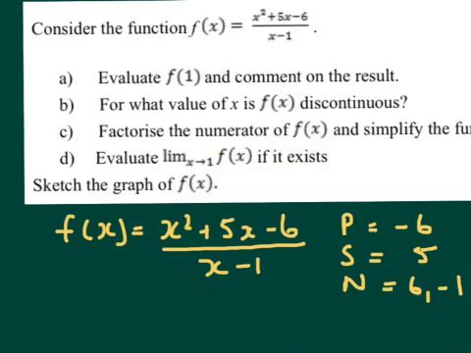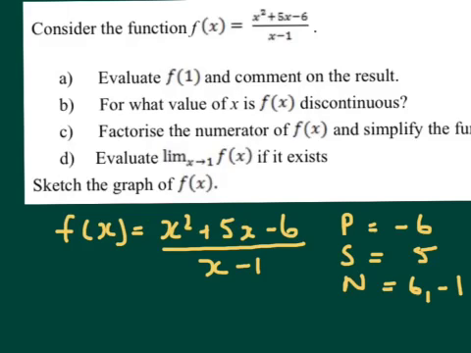Okay, so part C is now asking us to factorise the numerator of the function and simplify the function. So here we go. I've rewritten it here, and you can see what's going on. We're going to use the product sum number method. The product is the coefficient of x squared, which is 1, times the constant term, which is negative 6. So 1 times negative 6 is negative 6. The sum is quite simply the coefficient of the middle term, and the numbers we require, two numbers such that the product is negative 6, and when added give you negative 5. So that times that equals that, and that plus that quite clearly equals that.